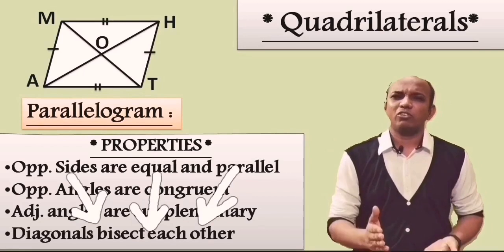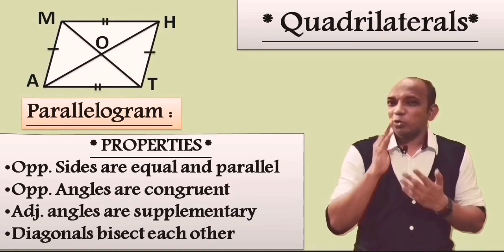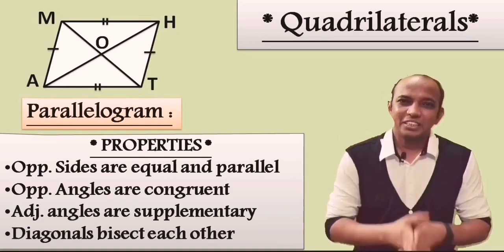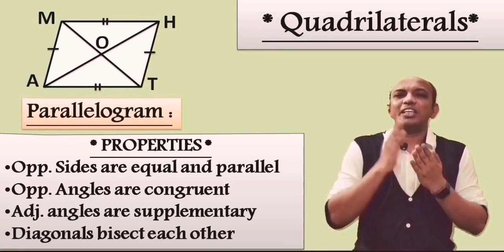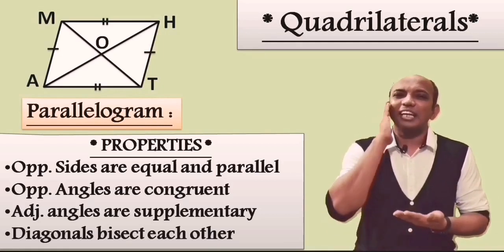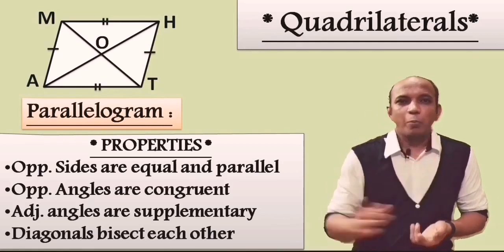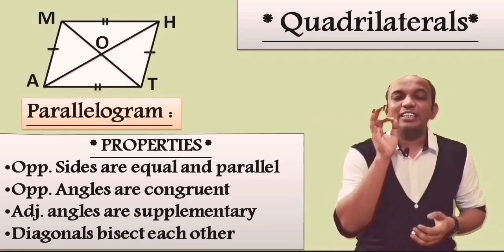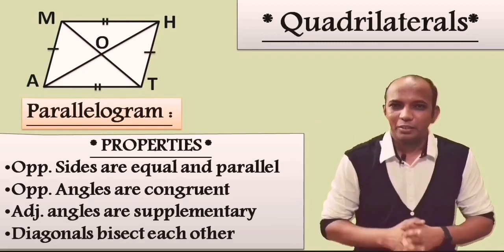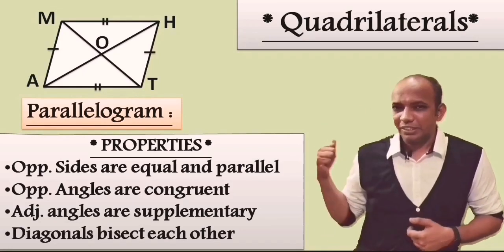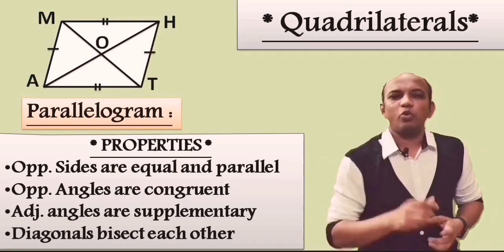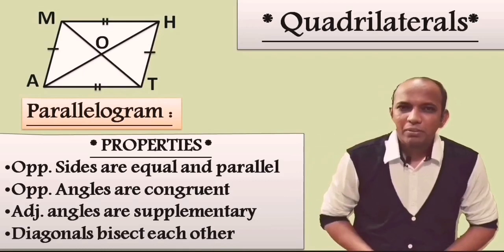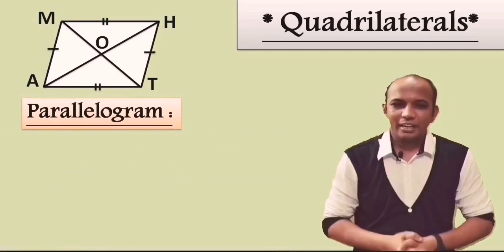And the last property of the parallelogram, which is very important, is about the diagonals. It says that the diagonals of the parallelogram bisect each other. Bisect each other means they divide each other into exact halves. So point O in the diagram, that is on the diagonal, is nothing but the midpoint of those diagonals. That means for diagonal MT, point O acts as the midpoint, and the same goes with diagonal AH too.